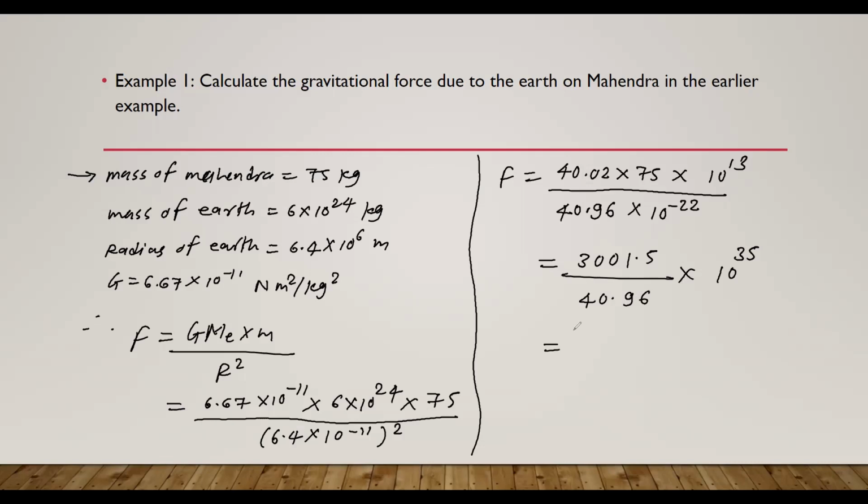ओके इकडे आपण डिवाइड करू 3001.5 divided by 40.96. It is 73.278. So I can round up that to 7.3 into 10 raised to 35. So याला परत आपण 7.33 into, याचा एक डिजिट इकडे कमी केला ना डेसिमल पॉइंट मध्ये मूव्ह करताना, तर याचा एक डिजिट मग वाढवायचा. It will be 36. Okay, so that is the gravitational force applied by the Earth on Mahendra.